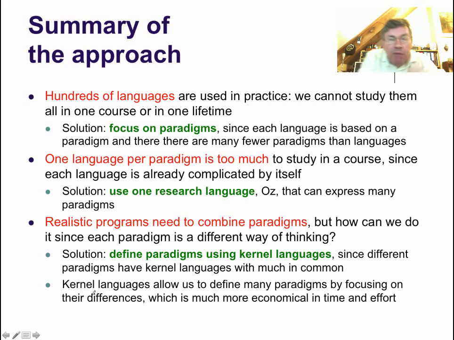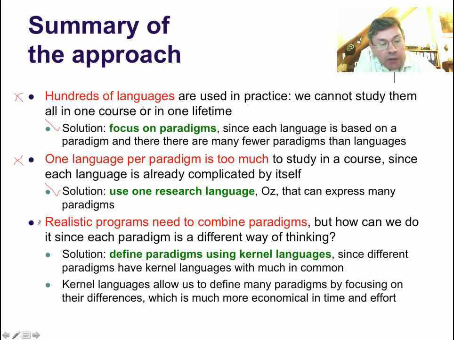So let me briefly summarize the approach. First of all, hundreds of languages. We can't learn hundreds of languages. Solution: focus on paradigms, since there are many fewer paradigms than languages. Then, one language per paradigm is already too much, since the languages are complicated and they can't talk to each other. Solution: use one research language that can express many paradigms and that is simple.